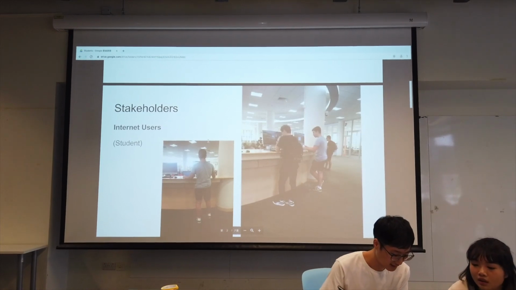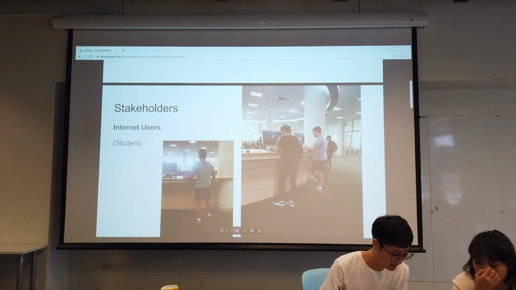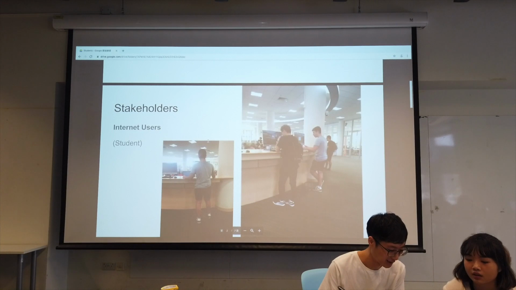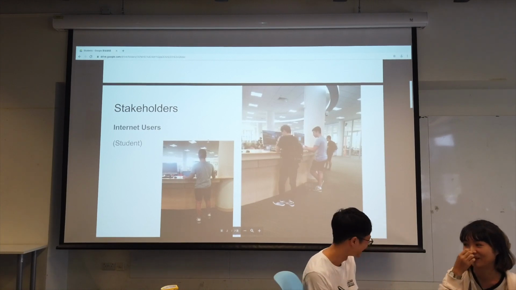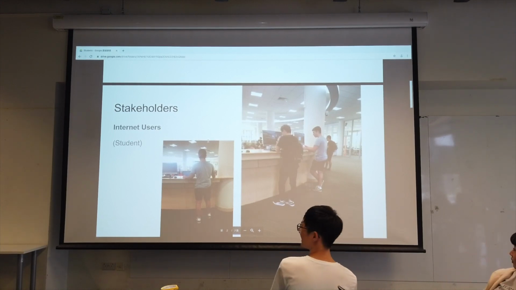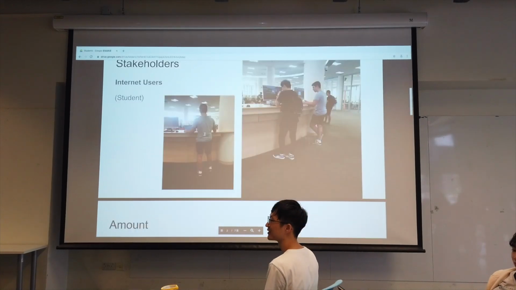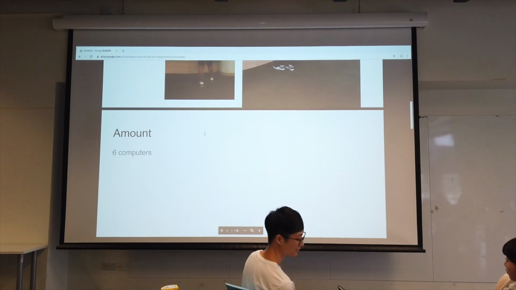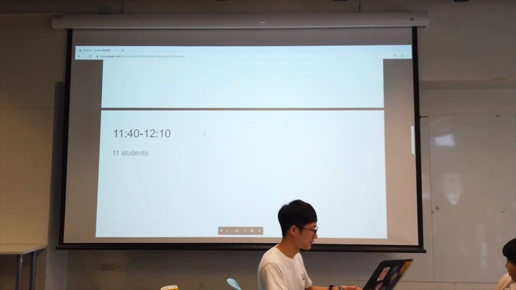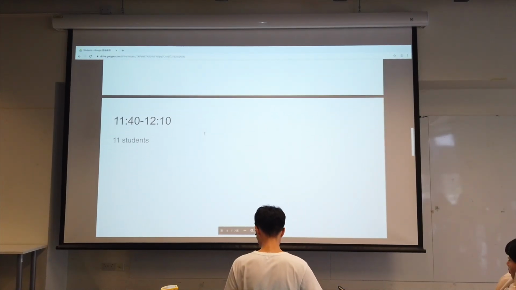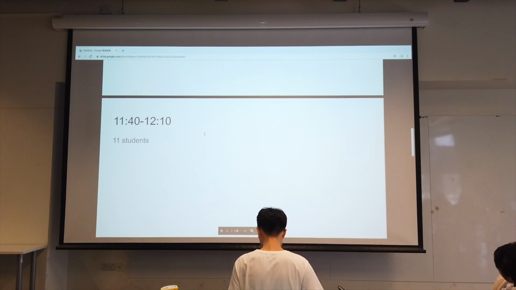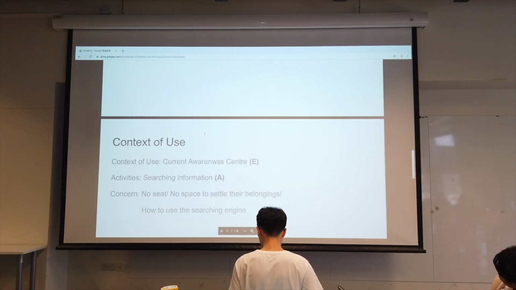And we mainly focus on the stakeholders who are using the search engine, who are internet users, mainly students when we were observing. There are a total of 6 computers there, and we found that there were 11 students during the observation period, within half an hour.